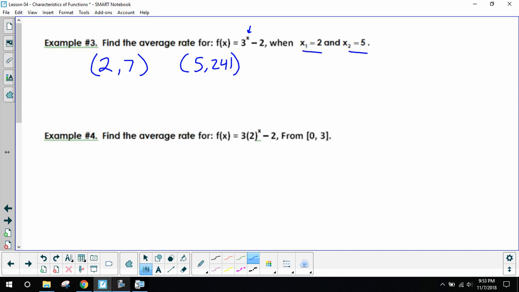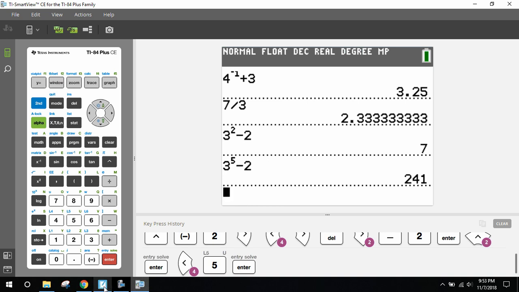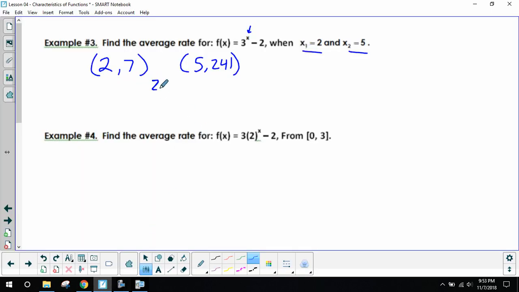Let's check. 241. Yeah, that's right. So plug it in. 241 minus 7 over 5 minus 2. Again, I'm following that formula. Okay? So 241 minus 7 is 234. 5 minus 2 is 3. Again, if I were to add 7 to that, I'd jump back up to the 241.